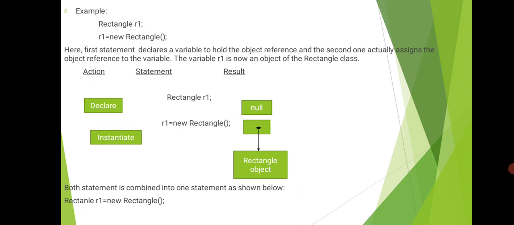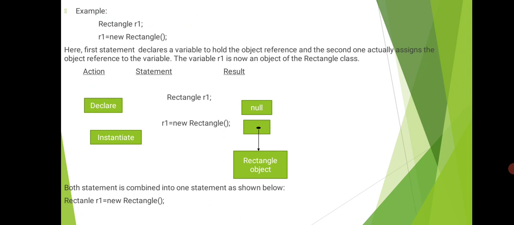Next we see the example: a Rectangle class with the object name R1. R1 is equal to new Rectangle. Here new will create memory for R1. ಇಲ್ಲಿ first statement ಏನಾಗಿದೆ, it declares a variable to hold the object reference, and the second one actually assigns the object reference to the variable. The variable R1 is now an object of the Rectangle class. So R1 is declared but it is not created, it is pointing to null.